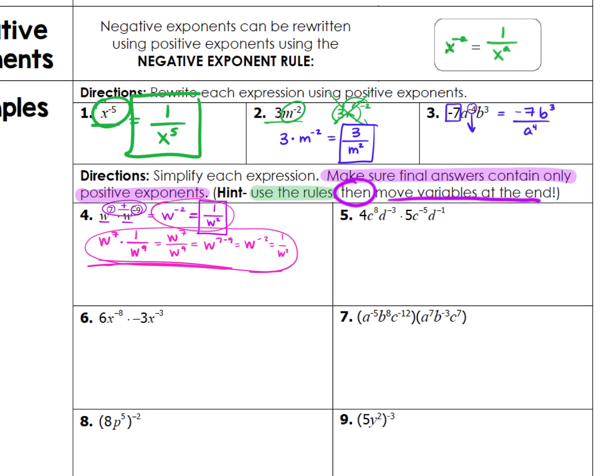Okay, look at number 5. You have 4 times C to the 8th times D to the negative 3rd times 5 times C to the negative 5th times D to the negative 1. You're multiplying everything. What can we actually multiply? Yeah, Nick.